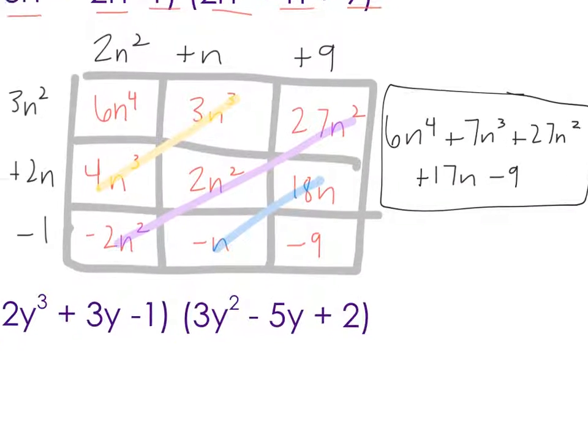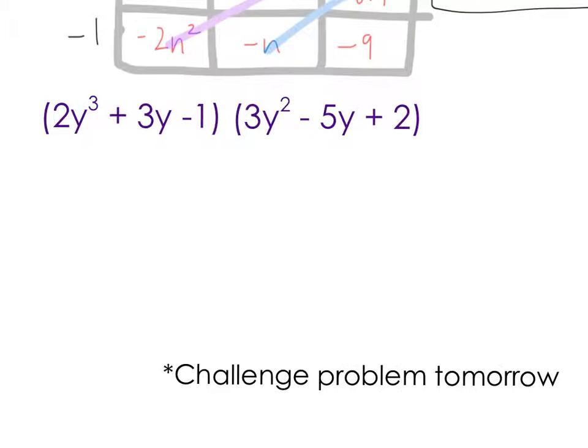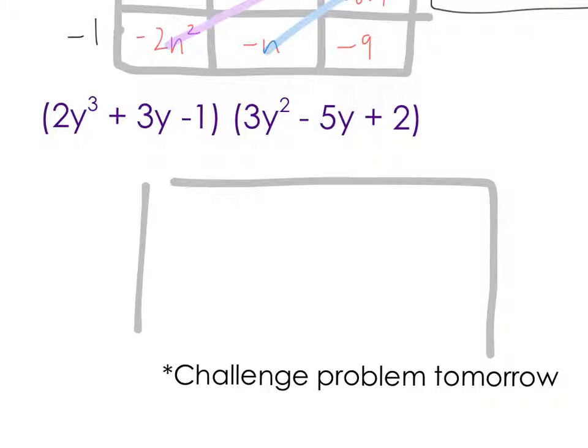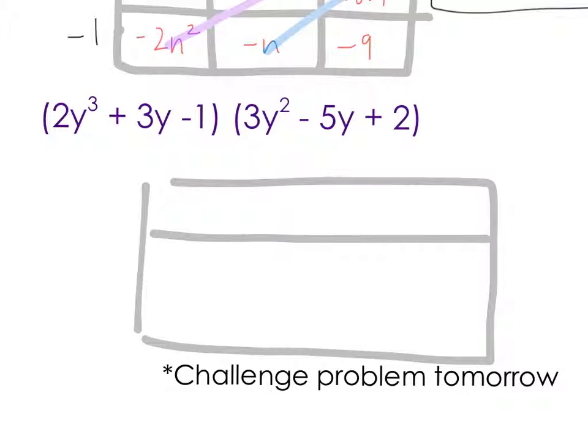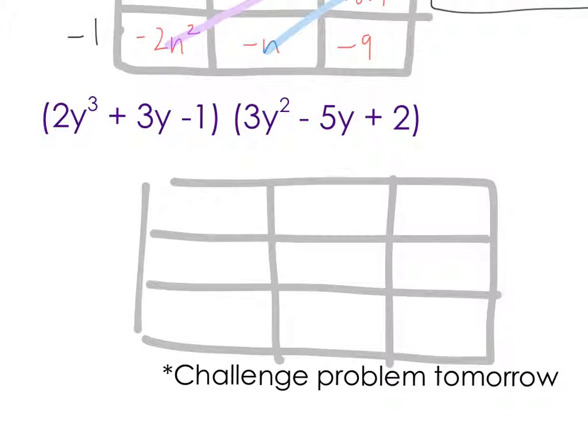Let's also take a look at the problem right below. And I'm again going to do a 3 by 3 box because I see a trinomial times a trinomial. So I'm going to make a 3 by 3 box and write down my trinomial on the left-hand side and then the top. So 2y cubed plus 3y minus 1. Then 3y squared minus 5y plus 2.